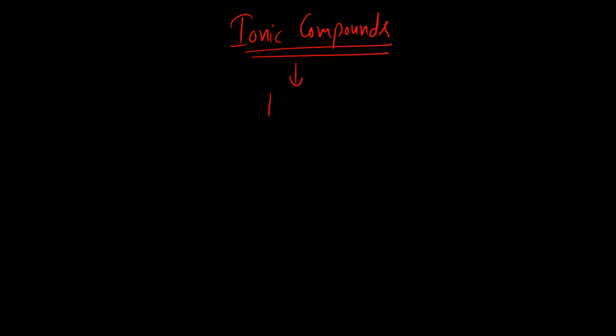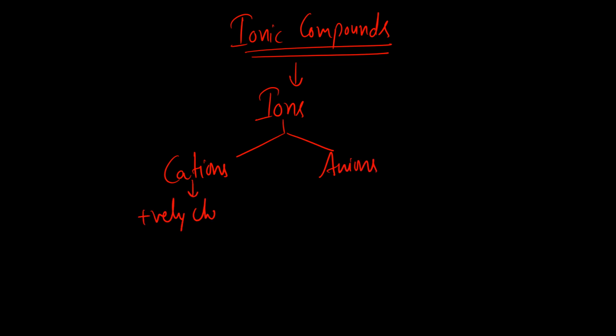Okay, so when we talk about ionic compounds, what are these? As we know, these are the compounds which get formed by transfer of electrons that results in the formation of ions. And we know that ions are of two types, cations and anions. Cations are those which are positively charged ions. And what are the anions? Anions are negatively charged ions.